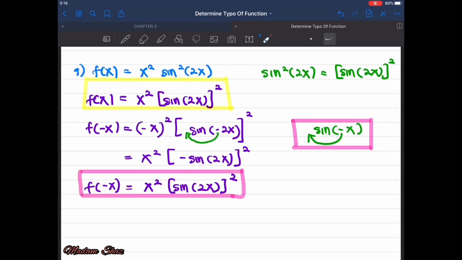So when we compare, as I mentioned before, if your function is in terms of multiplication, we only compare the function at the front. So compare the x square: the original is positive x square, and your f(-x) is also positive x square. So this means that this is an equal function. Therefore the conclusion is f(x) is an even function.